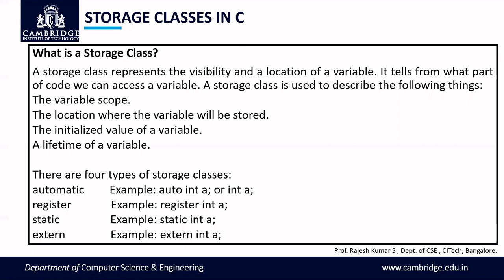Or how long the value in the variable will be present, that is nothing but lifetime of the variable. Now, storage classes are classified into 4 types: automatic storage class, register storage class, static storage class, and external storage class. If you want to use an automatic storage class, we have to use the keyword auto, a space, the data type name and the variable name. Or by default, any variable we declare is of the type auto, even without using the keyword auto. By default it is declared as auto.